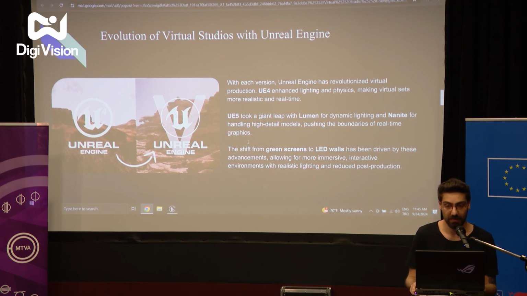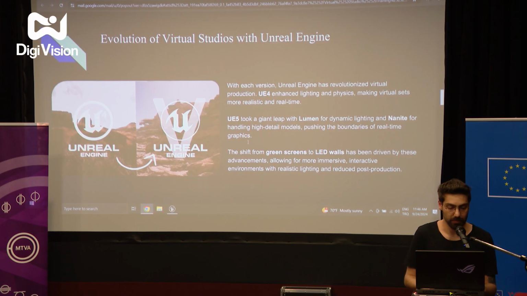But in Unreal Engine 5, there's a new technology called Lumen. It's a completely dynamic solution for global illumination, which is photon calculation in real time. So we no longer need to wait for bakes to get realistic lighting.